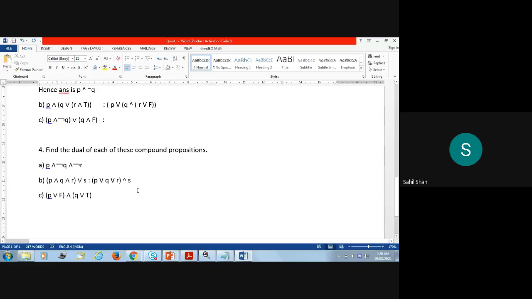I hope now the concept of dual is clear. Only you need to replace conjunction symbol by disjunction, true by false, and vice versa. There is no replacement of other propositional variables. You need to keep them as they are.